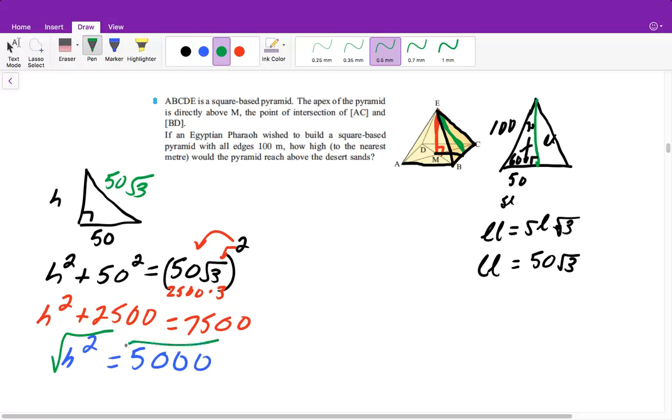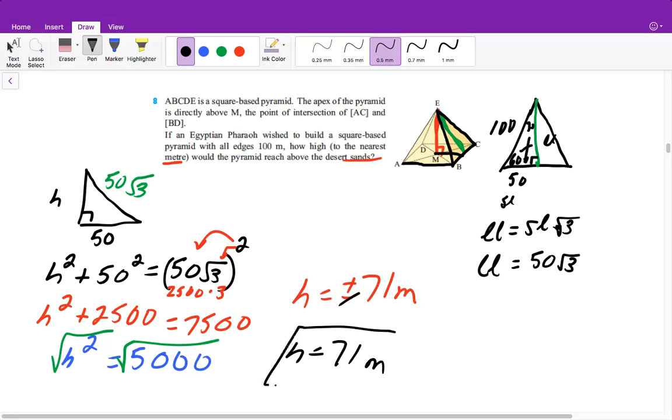Take the square root of each, so we know that this is going to give me h is equal to plus or minus 71 meters, since we're rounding to the nearest meter. And then we will reject the negative, so our height is just 71 meters. All right, it does not matter which way you solve this. We both got the same answer either way. So it's whichever one makes more sense to you, or whichever one jumps out at you more. But either one is acceptable.